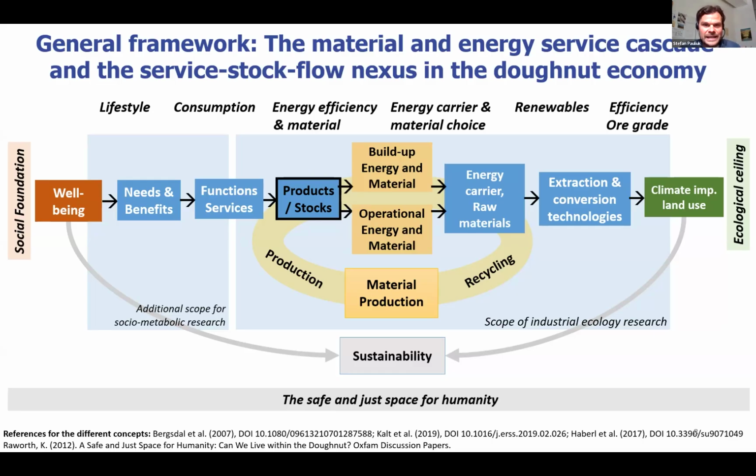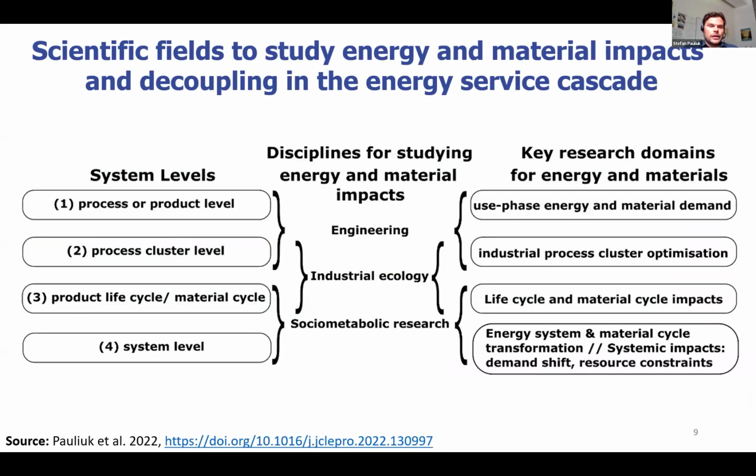And we can study this cascade at different levels. So we have, for example, the process level. That's where the engineers focus on, or the process cluster level. Think of a large oil refinery or other chemical compound. But once we look at the broader picture, the product system, the product life cycle, or the material cycle, we enter the realm of industrial ecology. And if we go even beyond that and look at the system-wide, the society-wide implications, we can call it social metabolic research. So we have different layers where we can look into the material service provision, different aggregation layers, and different fields focusing on it.